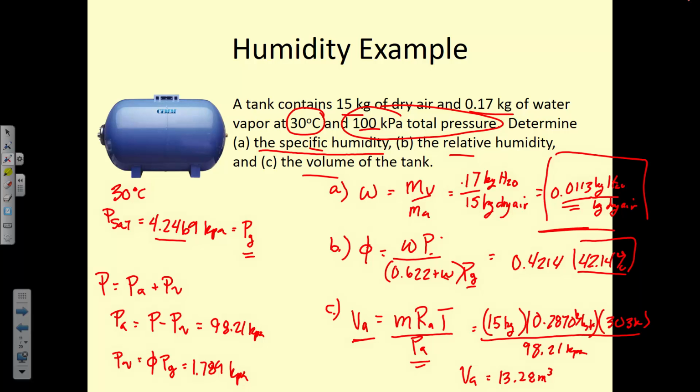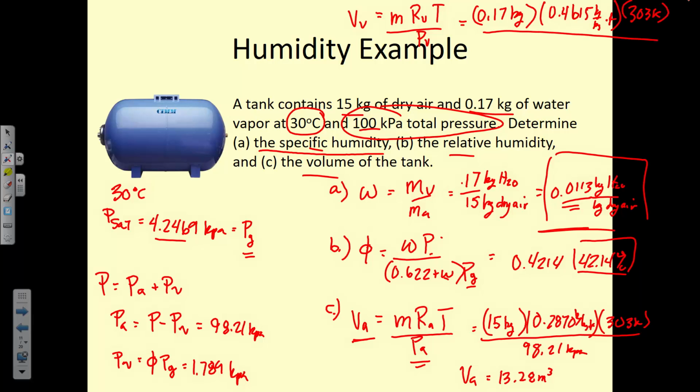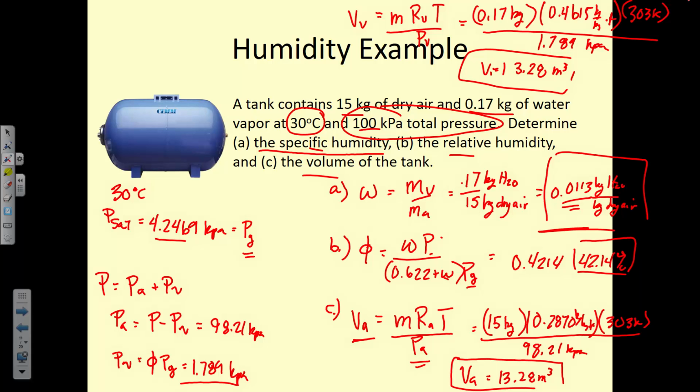Okay, now note that I said that you can find it two ways. The second would be, instead of calculating the volume of the air, if we want to calculate the volume of the vapor, it's m times the R of the vapor times T of the vapor over the pressure of the vapor. So in this case, the mass is equal to 0.17 kilograms. The R value for water vapor is 0.4615 kilojoules per kilogram Kelvin. The temperature is the same, 303 Kelvin. But now our P sub V is this value that we calculated earlier, 1.789 kilopascals. So if we do the math on that, we find 13.28 meters cubed is our volume. So they are equivalent, because they occupy the same space.